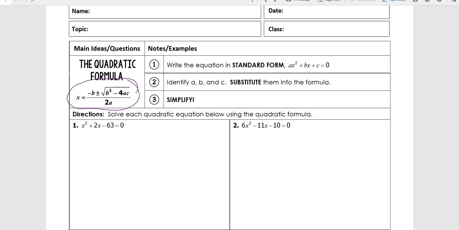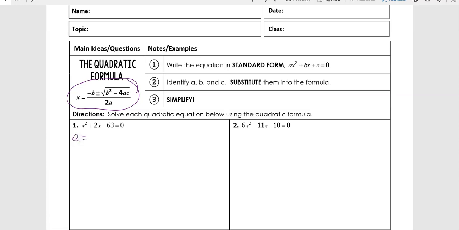So number one, we have x squared plus 2x minus 63 is equal to 0. This one is already in standard form because we have our x squared, x, and then our c. So we're going to make a list of what our a, b, and c are. A, b, and c are coefficients or constants. Please keep that in mind. I don't want 2x squared, I want 2.